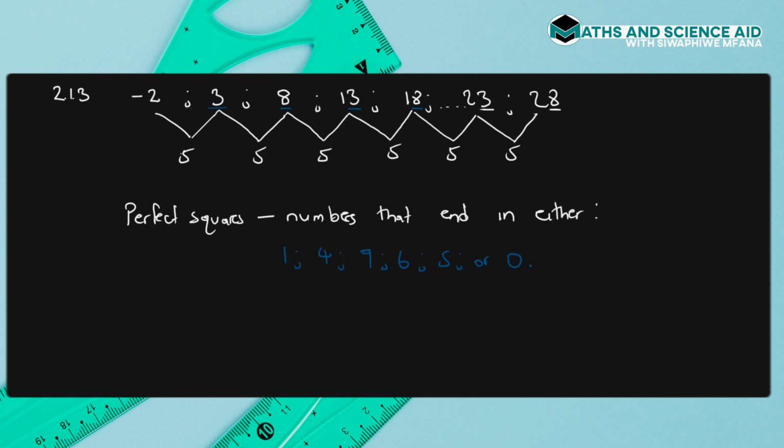So since none of the numbers that we have in this sequence end with these numbers, none of them are perfect squares. You can think of a perfect square as a number you get if you take any number, let's say x, and you multiply it by itself. So it turns out that if you do this, the resulting number that you get will always either end with 1, 4, 9, 6, 5, or 0. So that is just a characteristic of perfect squares.